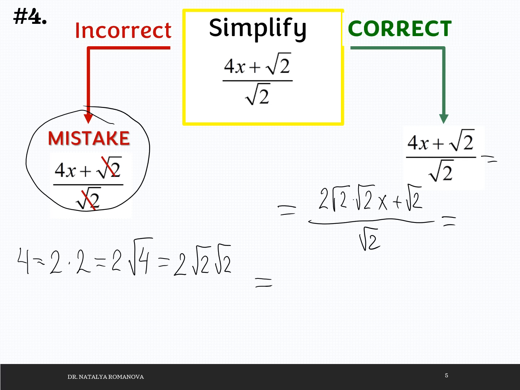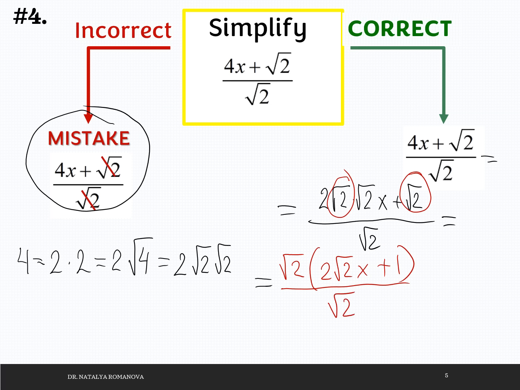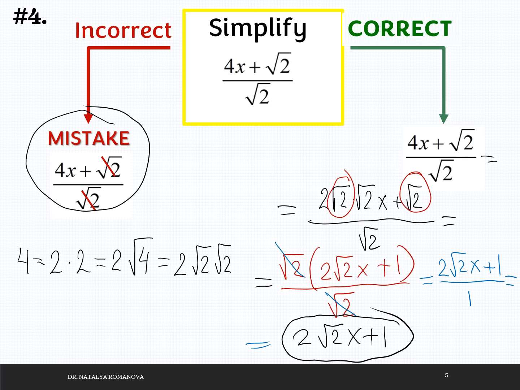Now for the common factor we have square root of 2 and square root of 2. So we can write square root of 2 times (2 square root of 2 x plus 1) over square root of 2. Now we can cancel out square root of 2 and we will have (2 square root of 2 x plus 1) divided by 1. Final answer: 2 square root of 2 x plus 1. This is the correct answer for our example.